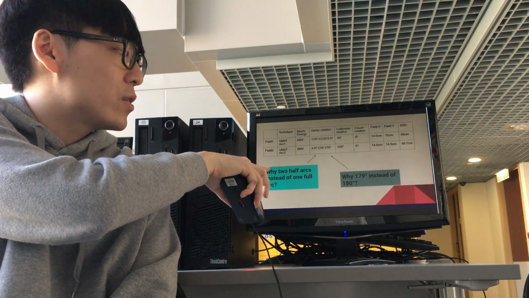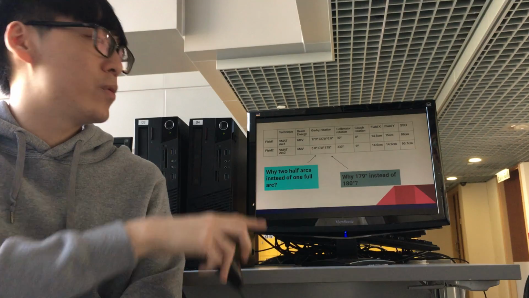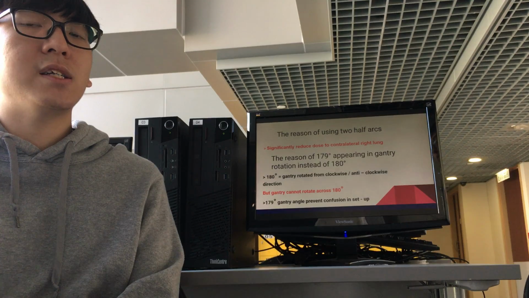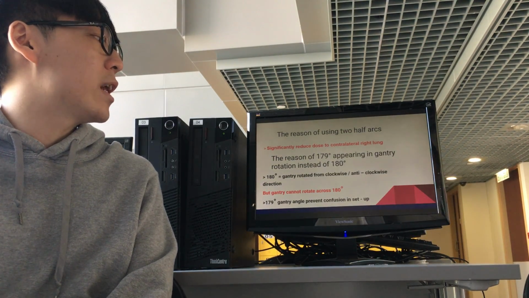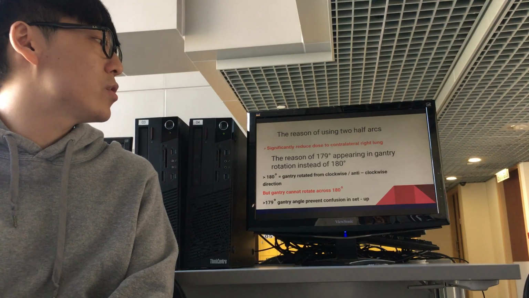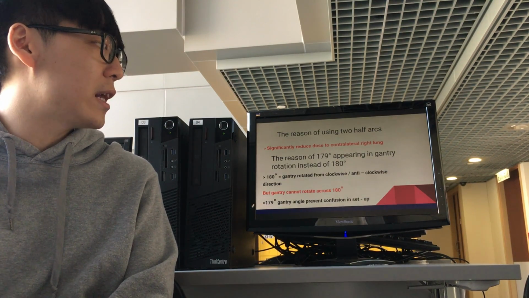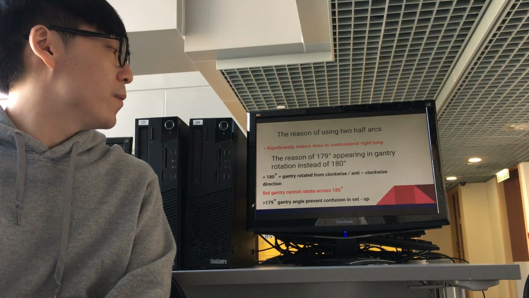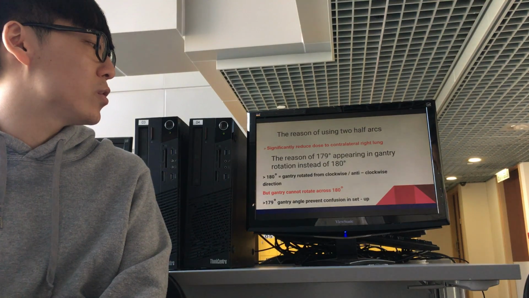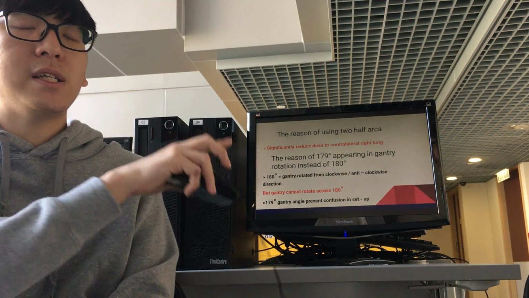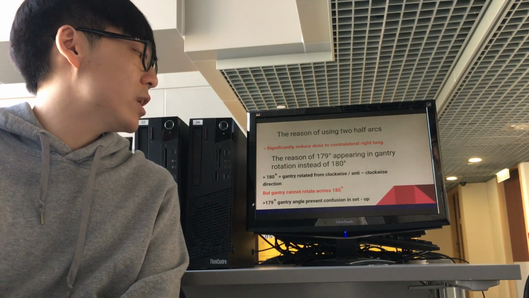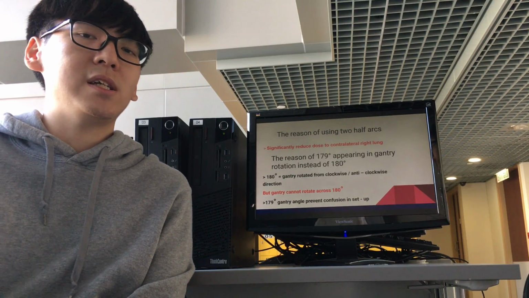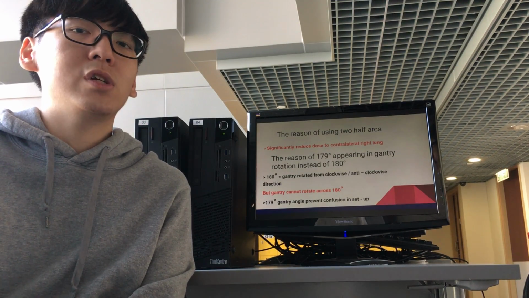So why do we use 2 half arcs instead of 1 full arc? And why does 179 degrees appear in the gantry rotation instead of 180 degrees? The reason for using 2 half arcs is to protect the contralateral lung, which significantly reduces the dose to the contralateral lung. The reason for 179 degrees is that 180 degrees is equal to the gantry rotating from both the clockwise and anti-clockwise directions, but the gantry cannot rotate across 180 degrees. So inputting 179 degrees in the planning section can prevent confusion in setting up.